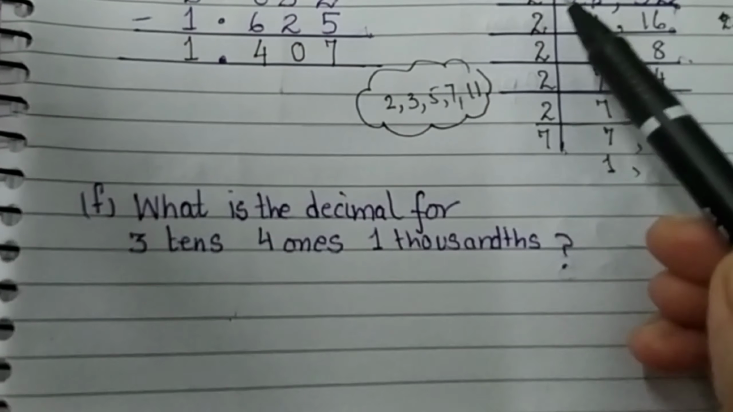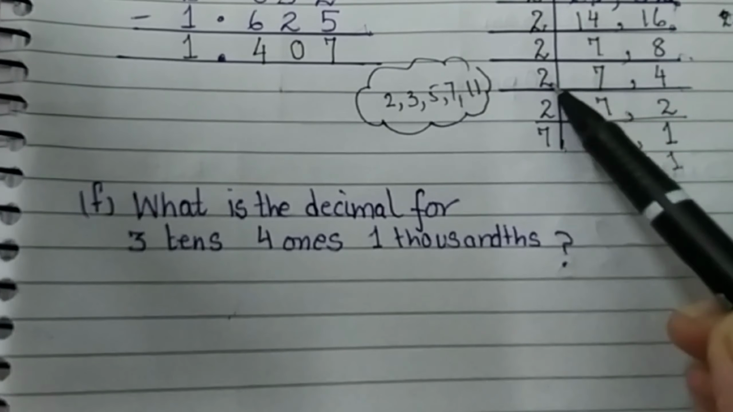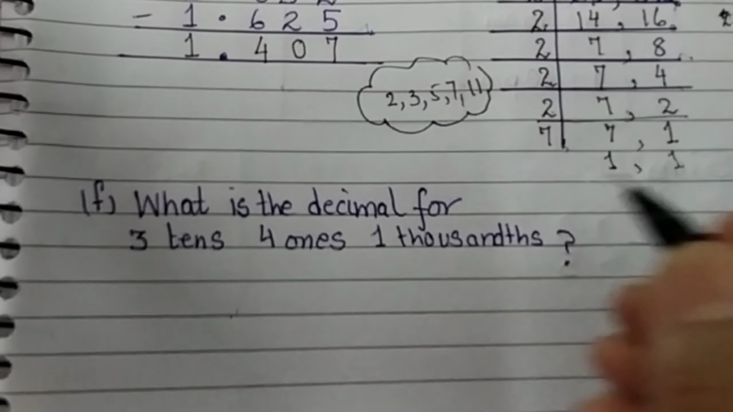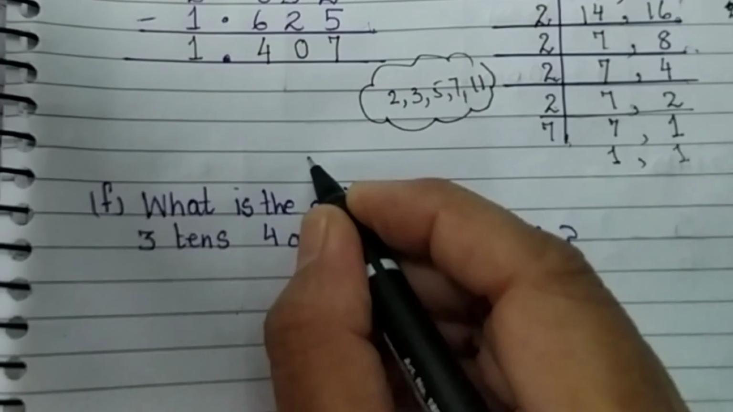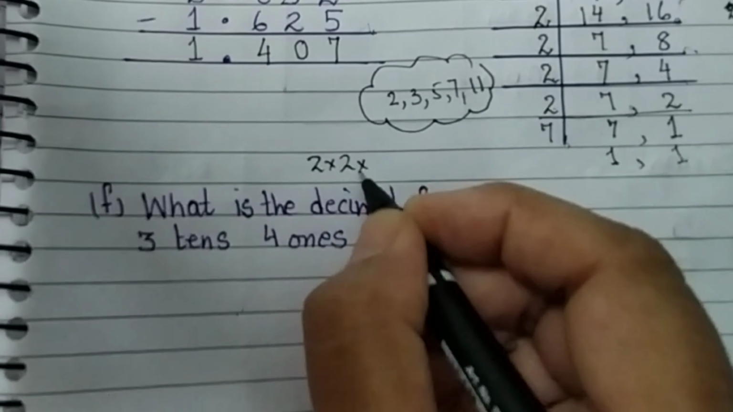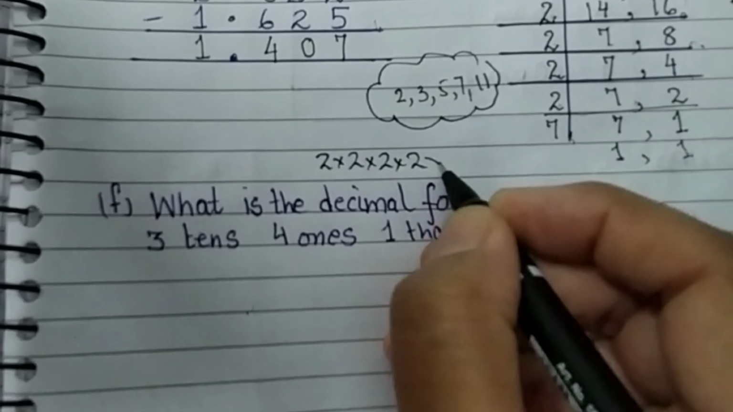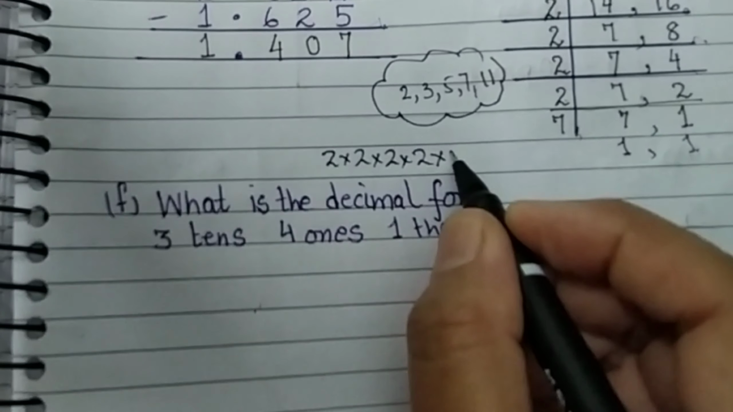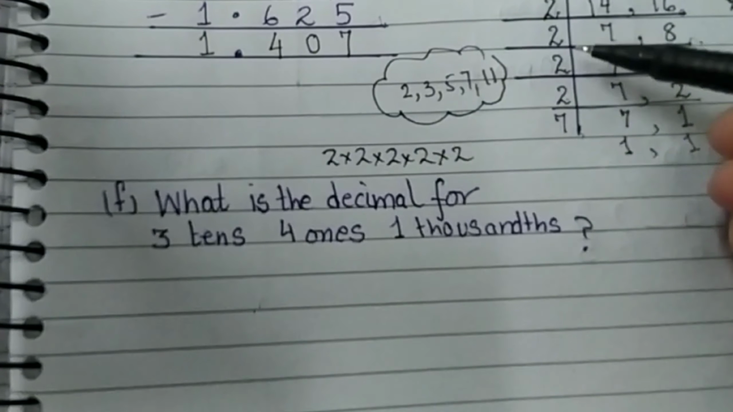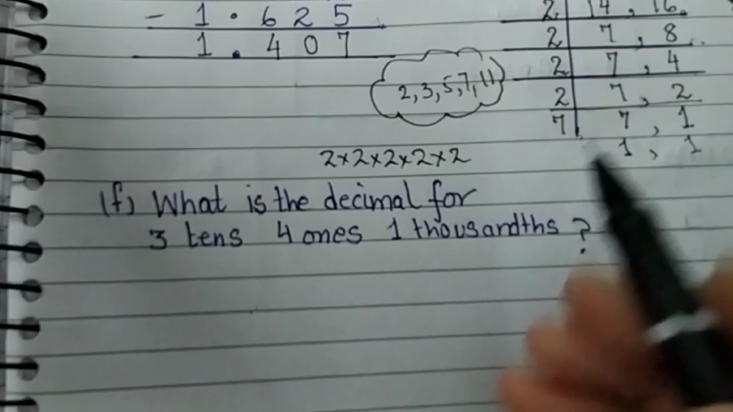How many 2's do you see here? 1, 2, 3, 4, 5. 5 2's are here. So I'm going to write down my answer here: 2 into 2 into 2 into 2 into 2, into 7.